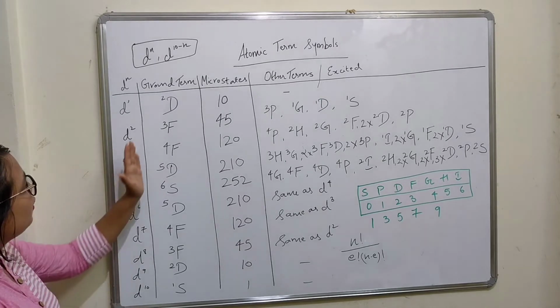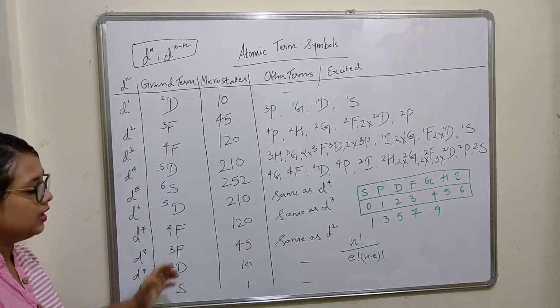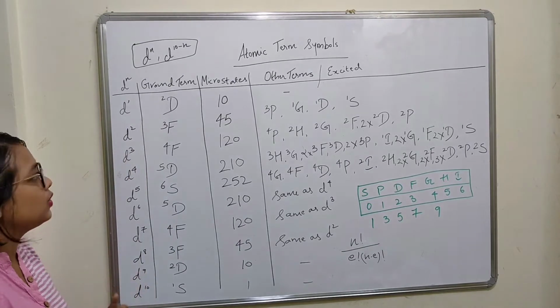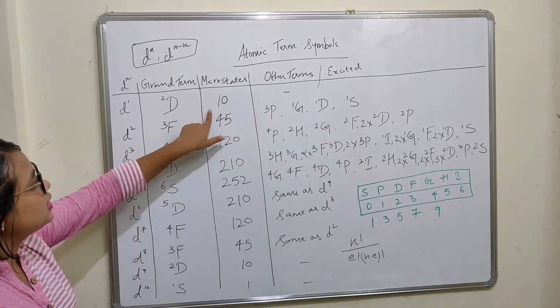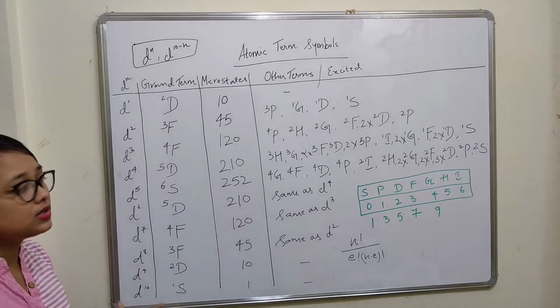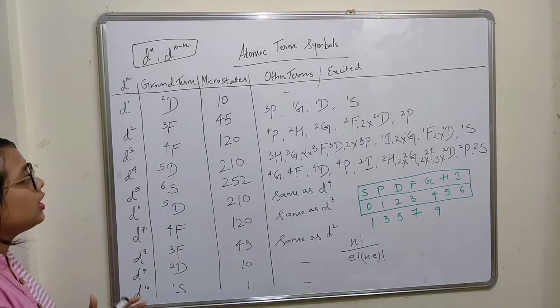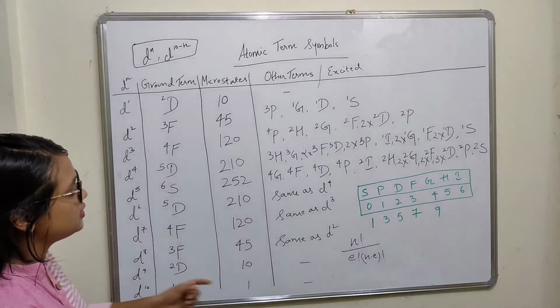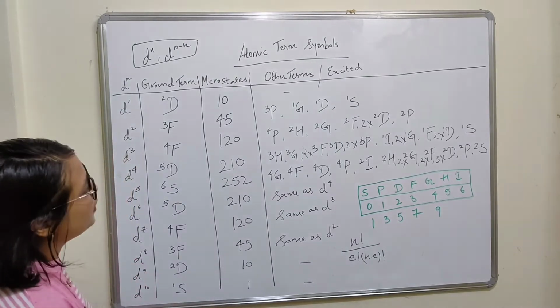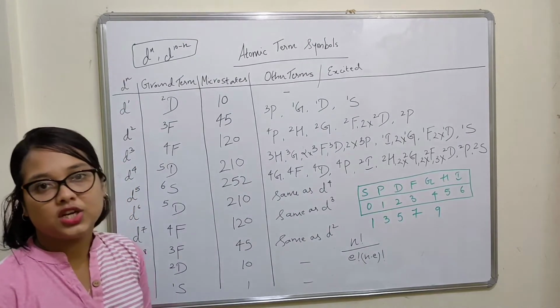After that we have the ground state term symbol. Each configuration has only one ground state term symbol. Always remember that. Next, we have the number of microstates. D1 has 10 microstates, D2 has 45. And how do we calculate the number of microstates? Using this particular formula. The next thing we come to is the excited states which are present.